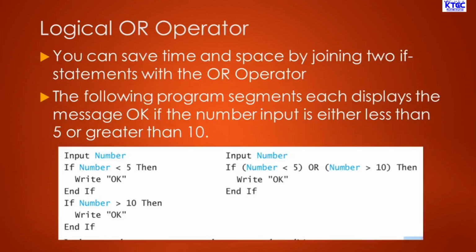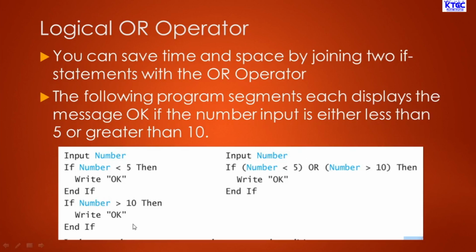Let's look at the examples. So we have the logical operator or here. So you can save time and space. That's what I just talked about. You can save time and space by joining two if statements with the or operator. The following program segments each display the message okay if the number input is either less than 5 or greater than 10. Now this code here is the same as what is here.